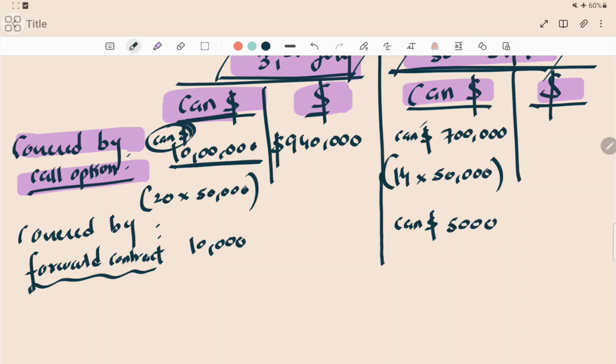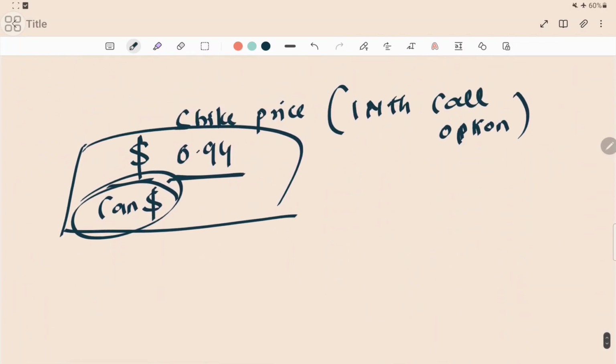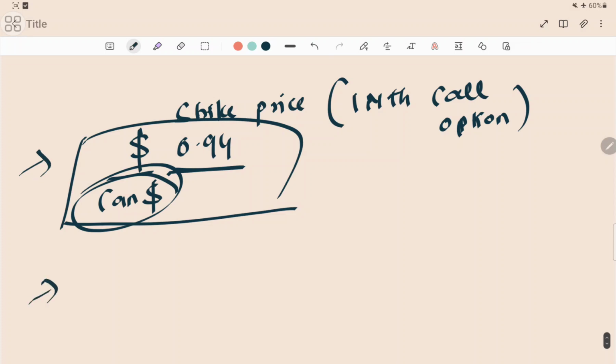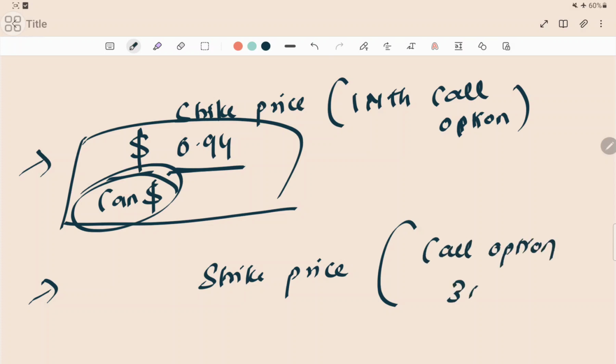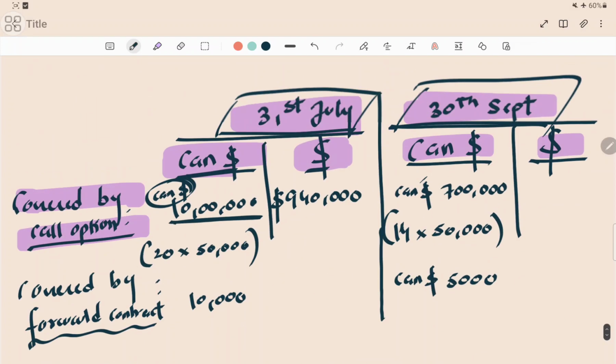Correct? Now, the strike price for this one after 3 months was 0.95. Okay, let me write down. Strike price, again call option, but in this case it's a 3-month call option, right? The strike price was dollar by Canadian dollar 0.95. A Canadian dollar quote and the exposure also Canadian dollar, so I have to multiply. So 7 lakh into 0.95 is 6,65,000 dollars. What I need.